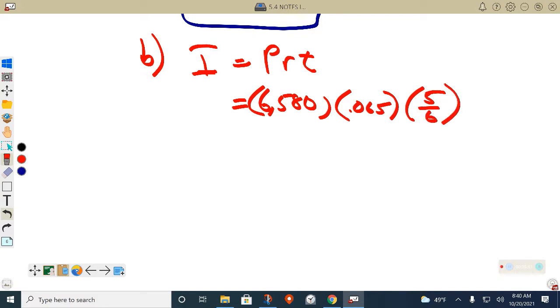You'd still get the same answer if you left it as 10 12ths. It's just neater to put a fraction simplified.